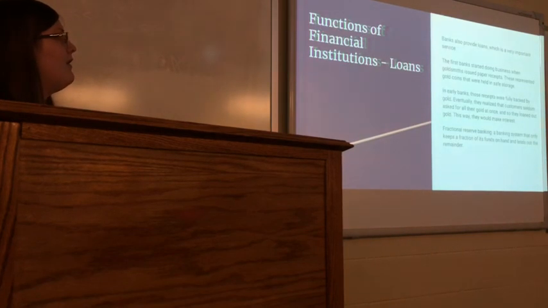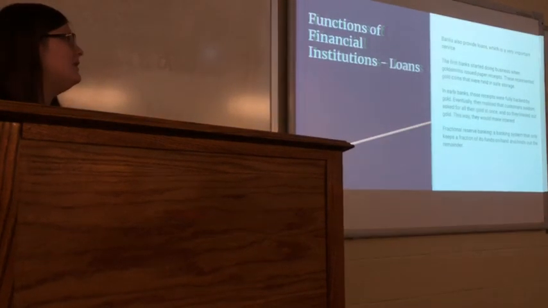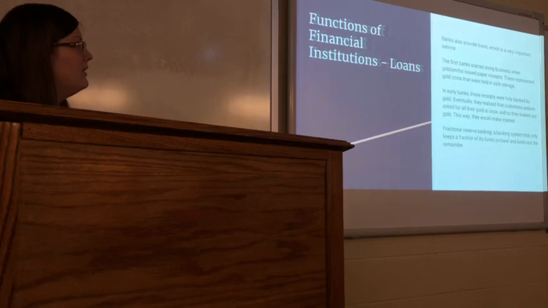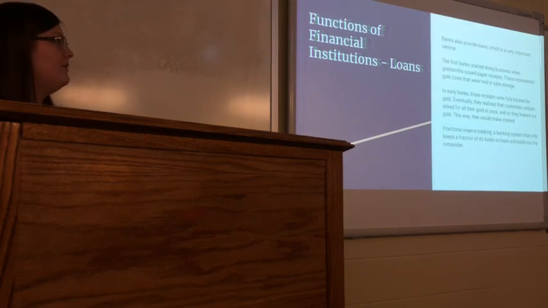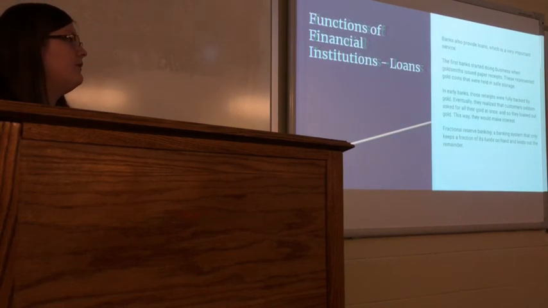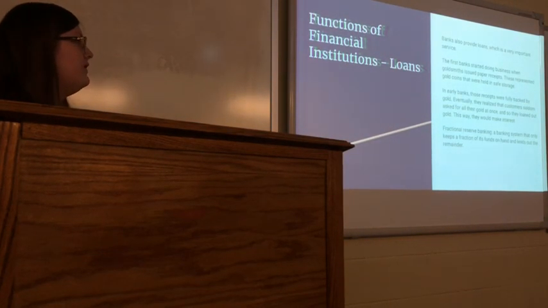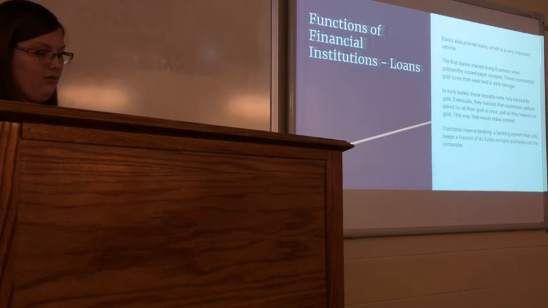Loans. Banks also provide loans, which is a very important service. The first banks started doing business when goldsmiths issued paper receipts. These represented gold coins that were held in safe storage. They were fully backed by gold. Eventually, the goldsmiths realized that customers seldom asked for all their gold at once, so they loaned out some of the gold. That way they could make interest. Fractional reserve banking is a banking system that only keeps a fraction of its funds on hand and lends out the remainder.